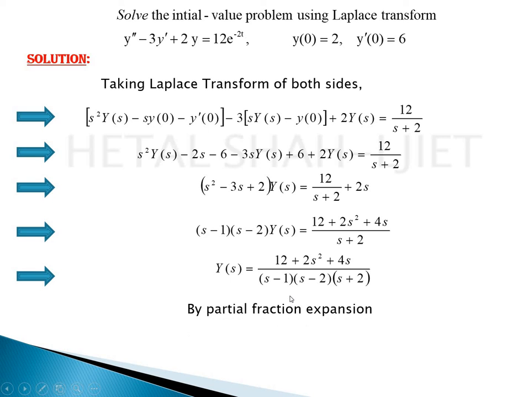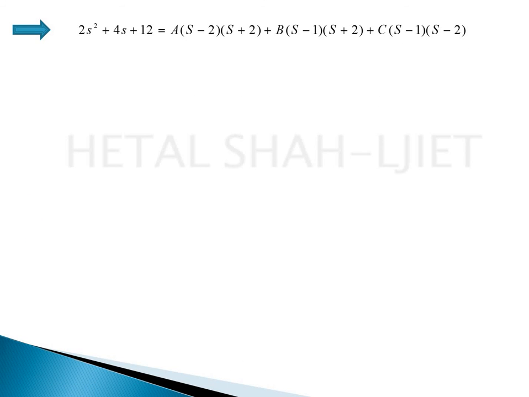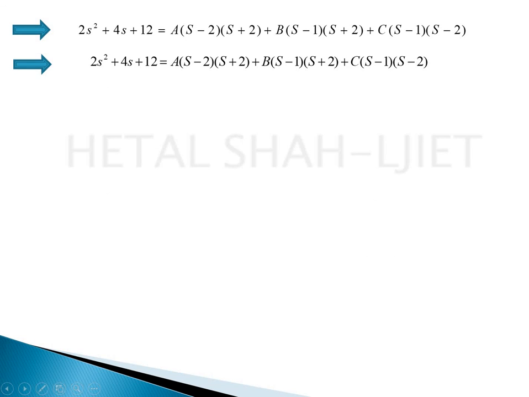For that, we are using partial fractions. By taking partial fractions, we write Y of s as A upon s minus 1, B upon s minus 2, and C upon s plus 2. So by taking LCM and putting the value of Y of s on the left hand side, and cancelling the denominator from both sides, we get this final equation. Now substitute, and by simplifying, we get this equation. This is the same equation, by mistake I put it here.